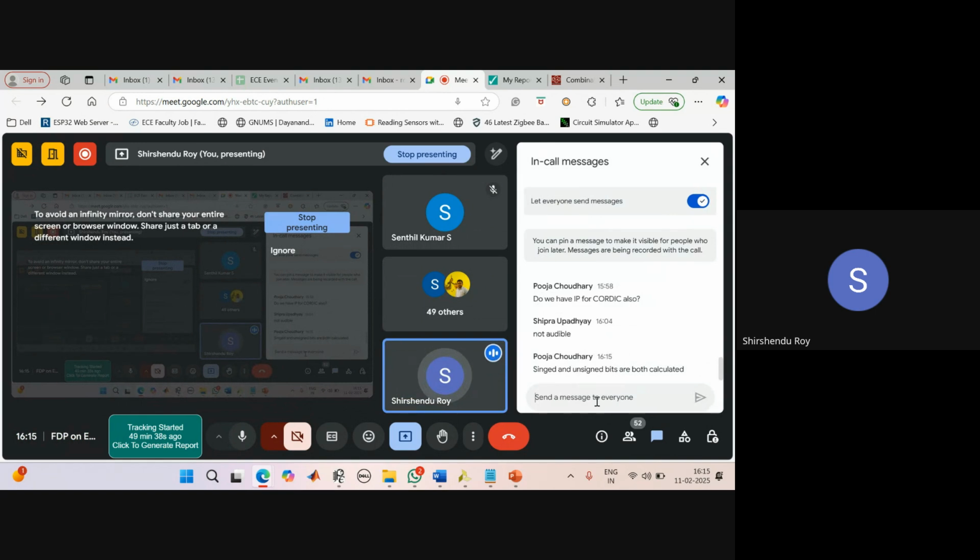Signed and unsigned bits are both calculated. What does it mean? Because signed and unsigned, we need to consider here. For a multiplier, if the input is signed, that means the input can be negative or positive. So every block should be signed. And Cordic also computes the same way, signed. Generally, it's signed only that we do in Cordic.